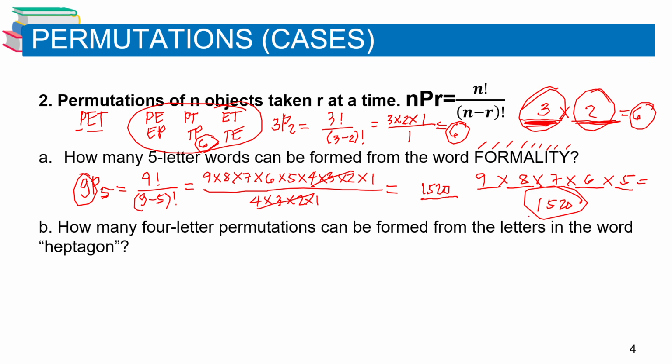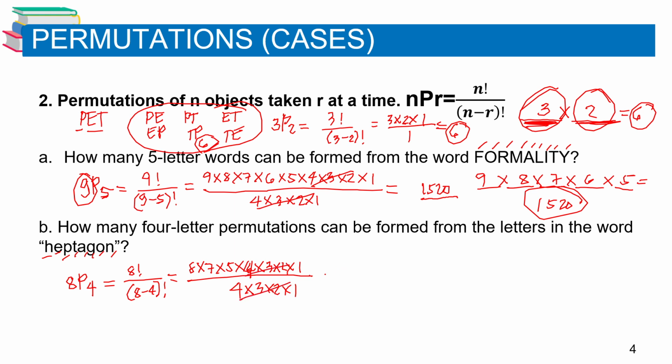So let us consider example letter B. In example letter B, how many 4-letter permutations can be formed from the letters in the word heptagon? So 1, 2, 3, 4, 5, 6, 7, 8. So 8 permutation of 4. We can produce that as 8 factorial over 8 minus 4 factorial. So we have 8 times 7 times 6 times 5 times 4 times 3 times 2 times 1 over 4 factorial, which is 4 times 3 times 2 times 1. So cancel this part.